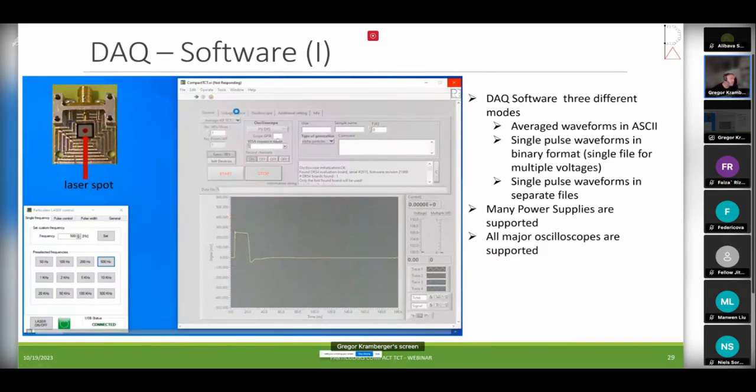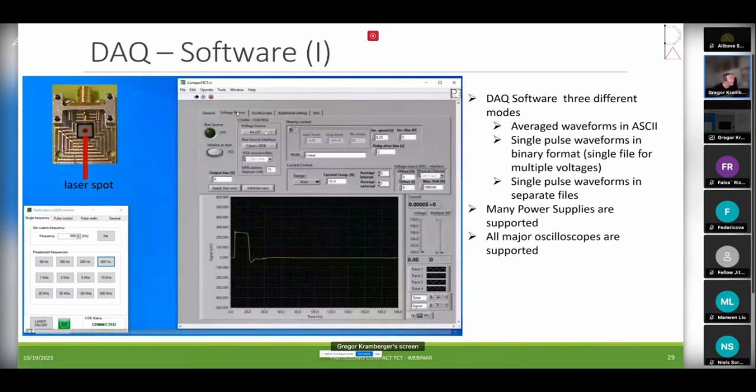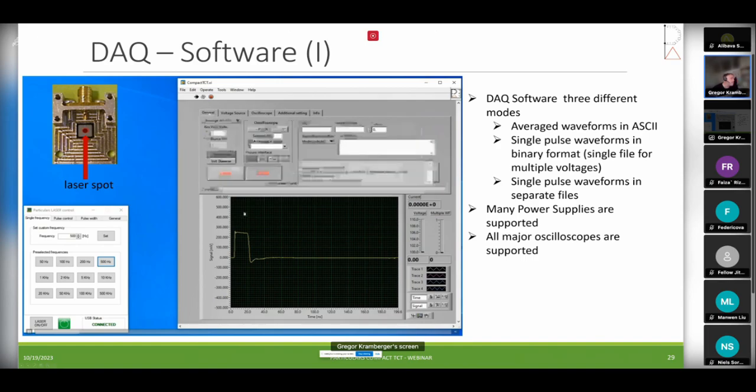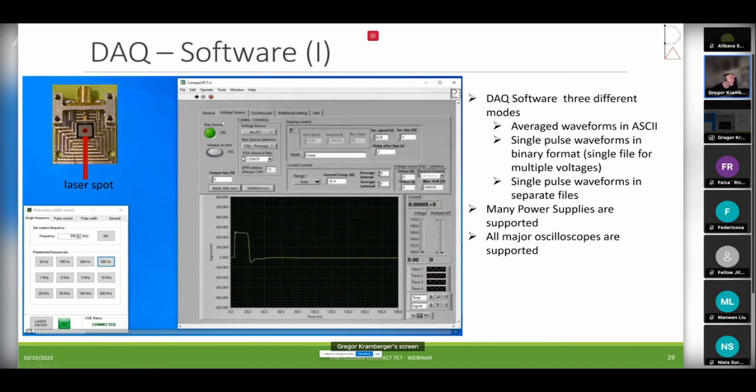It's quite fast, and you can see its use in many examples. Even Keysight builds it in their commercial digitizers. So now we are setting the voltage. We use Keithley 237 in this case over VISA, and this data acquisition supports several modes of operation.